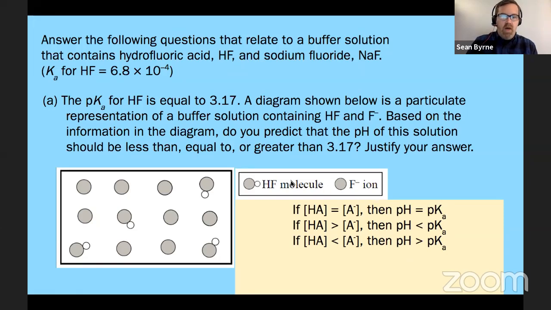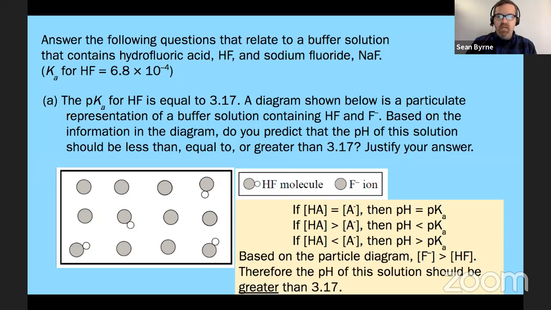So what we would want to analyze over here is what is the ratio of hydrofluoric acid, which is our weak acid, as related to our conjugate base. So we would count them up: 1, 2, 3, 4, 5, 6, 7, 8. We have 8 fluoride ions for only 4 HFs, 4 hydrofluoric acids. And so we can conclude that the fluoride ions are greater than the concentration of HF. And so therefore the pH of the solution should be greater than 3.17.